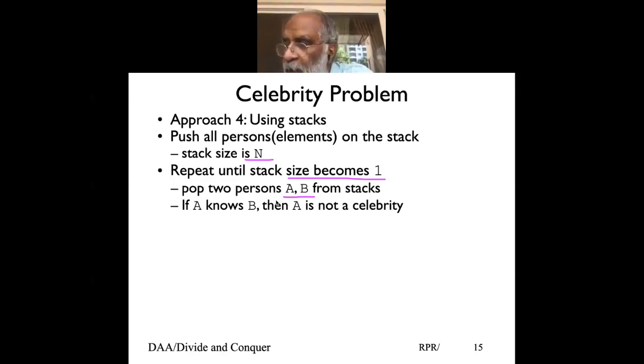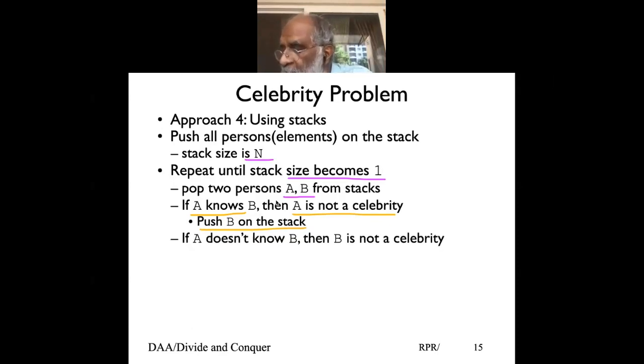So if A knows B, that means A is not a celebrity, because a celebrity is not supposed to know anybody. So he is not a celebrity. B may or may not be a celebrity, we don't know. But we certainly know that A is not a celebrity, and then we remove A and push B onto the stack.